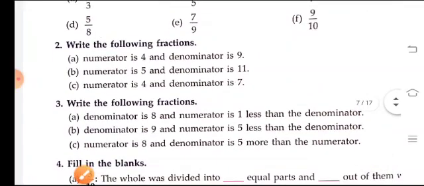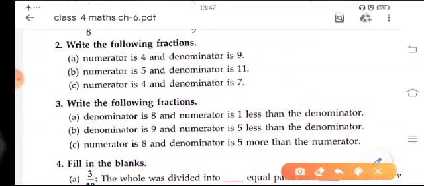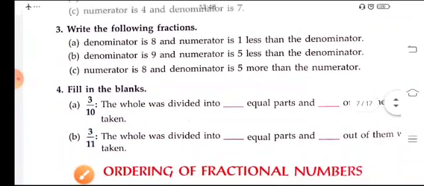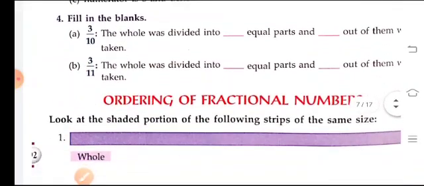Now question number 2, you have to write the fractions. Numerator is 4 and denominator is 5. So first we write the numerator, then we make a sign of bar or vinculum, and then we write the denominator. So our fraction will be 4 upon 9. Similarly, you have to do the remaining questions of this exercise.